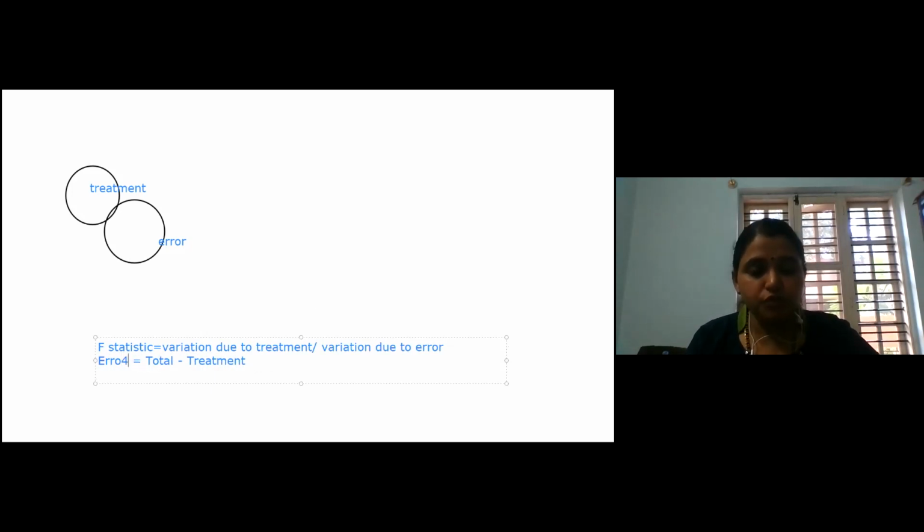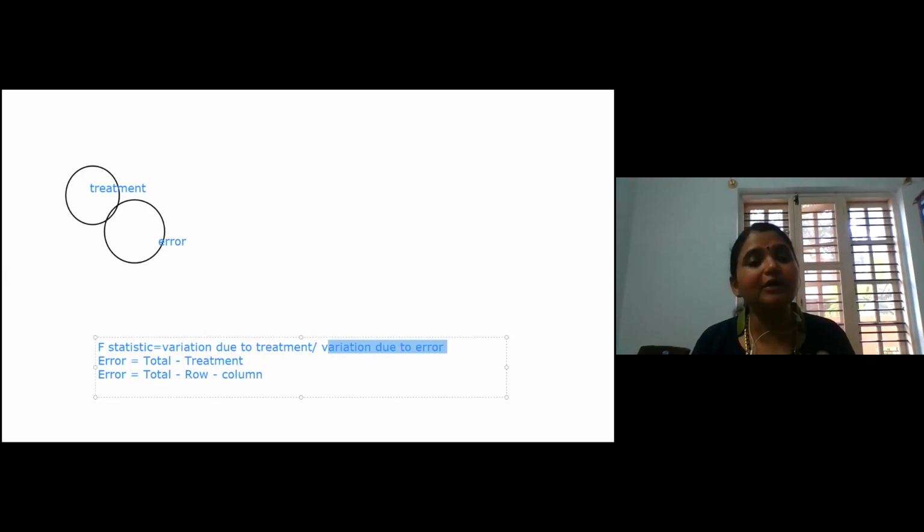If it is two-way ANOVA, then we will have the error sum of squares. From the total, we will have to deduct the row wise sum of squares and the column wise sum of squares also. This difference has to be more than 0. Otherwise, the denominator will turn out to be 0, and division by 0 is not defined.